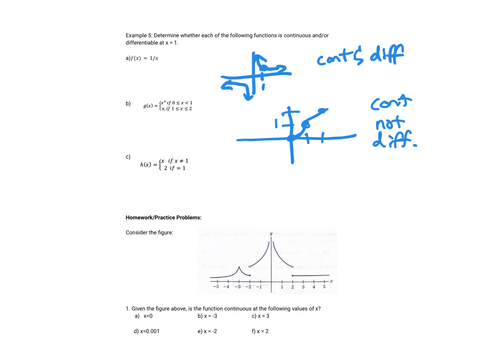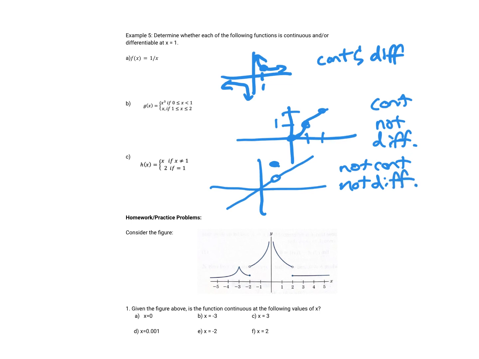Okay, the last one, let's graph. It's going to be the line y equals x, except at 1. There's going to be a hole there. So there's a hole at 1. And at 1, the function actually equals 2. So this is definitely not continuous. And because it's not continuous, it's not differentiable at x equals 1. Okay, so that's a bit about continuity and being differentiable. So try the homework problems.